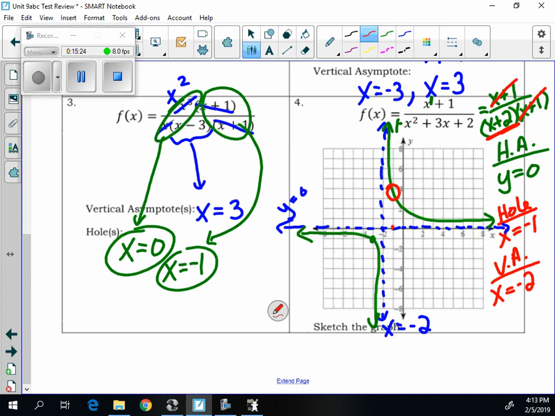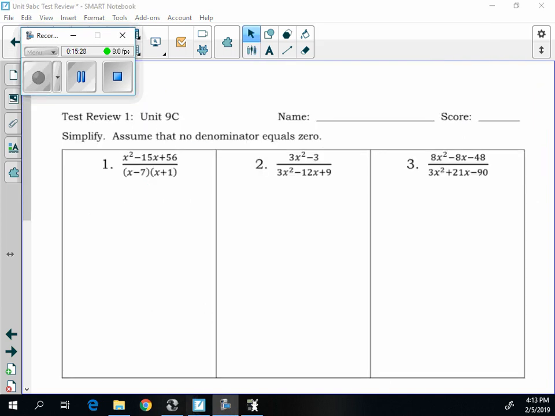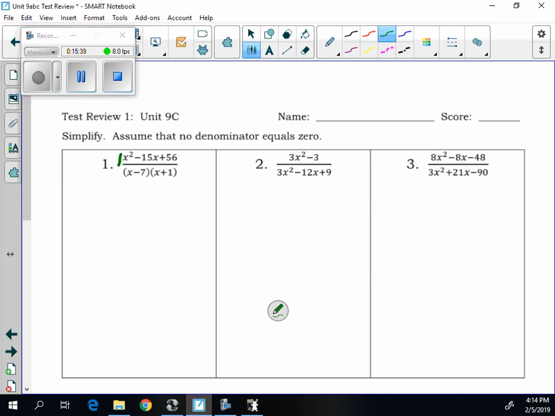Alright, on 9c, this is just factor and simplify. So we have to factor the numerator. There's no greatest common factor. A is 1, so you just do what two numbers multiply to c that add up to b. In this case, it's -7 and -8.